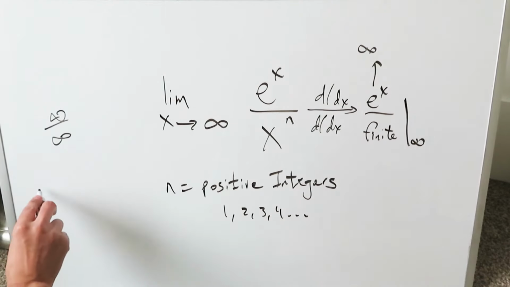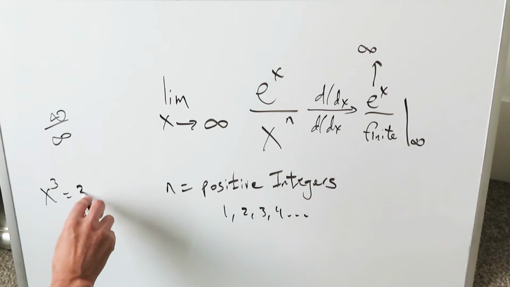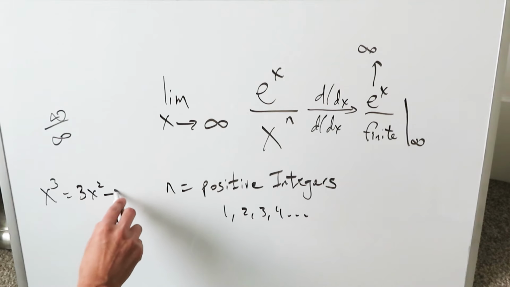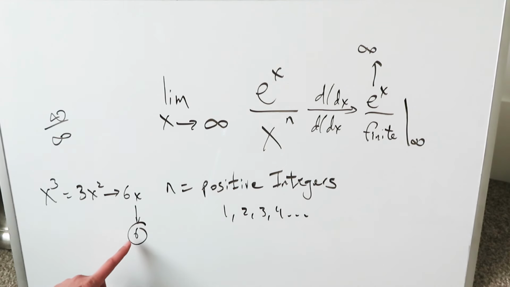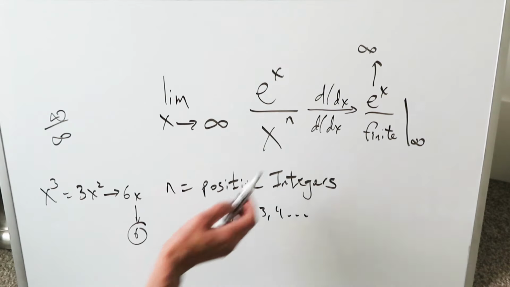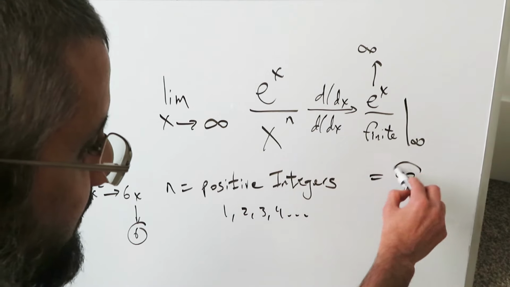And think about it, if you have something like x cubed as a denominator function, the first order derivative is 3x squared, you do another one, you're getting 6x, you do another round, you're getting a 6. Eventually it always makes its way towards a finite value. The numerator, however, does not. The end result of this limit is infinity.